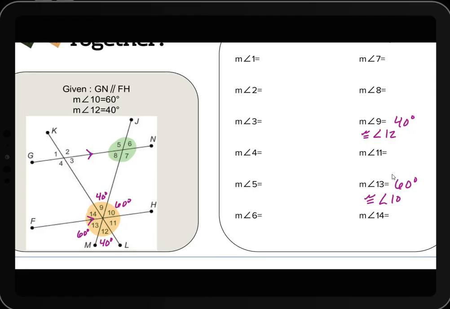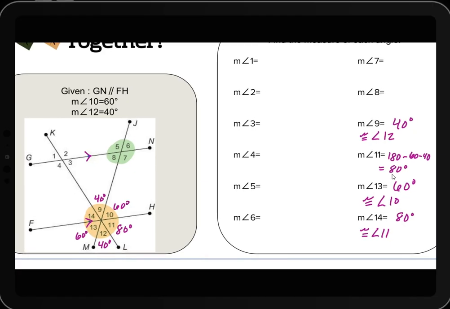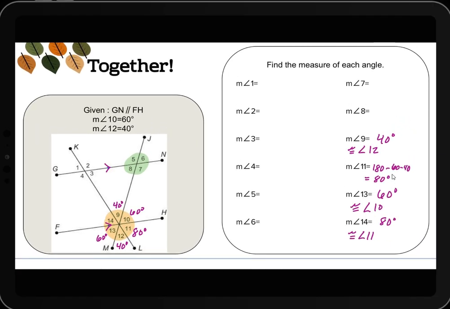Now, if you notice, this forms a straight angle. Combined together, that is supposed to equal 180 degrees. So if I want to find the measure of 11, I can subtract 40 and 60 from 180 to get an 80-degree angle. That's how I can determine that the measure of 11 is an 80-degree angle. And of course, 14 is congruent to angle 11 because it is 80 degrees. So right away, I just knocked out 9, 14, 10, 13, 12, and 11, with 10 and 12 already being given. So I've got 4 angles now that I know.